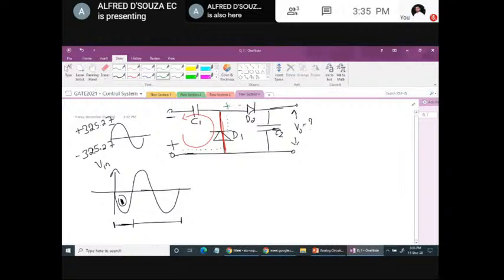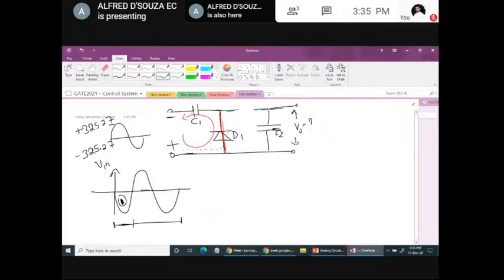If current flows like this, then it has no return path. It has to come back like this. So diode D2 is not forward biased. Diode D2 is reverse biased. It's not forward biased, it's reverse biased. So the current will flow like this.